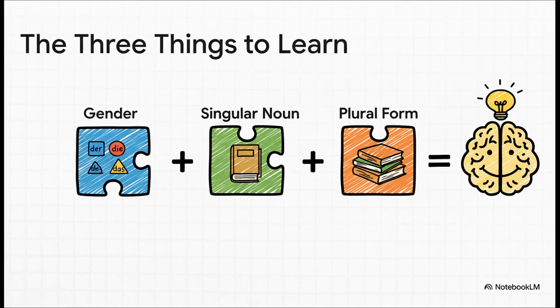And here are those 3 things. Number 1, the gender, that tells you if it's der, die, or das. Number 2, the singular noun itself. And number 3, the plural form. Those 3 bits of information together make up the complete identity of a German noun.